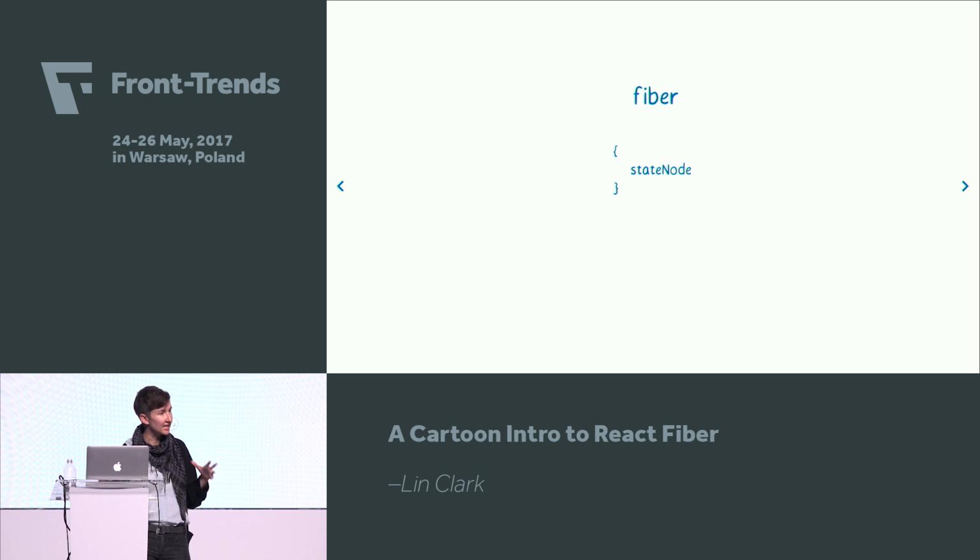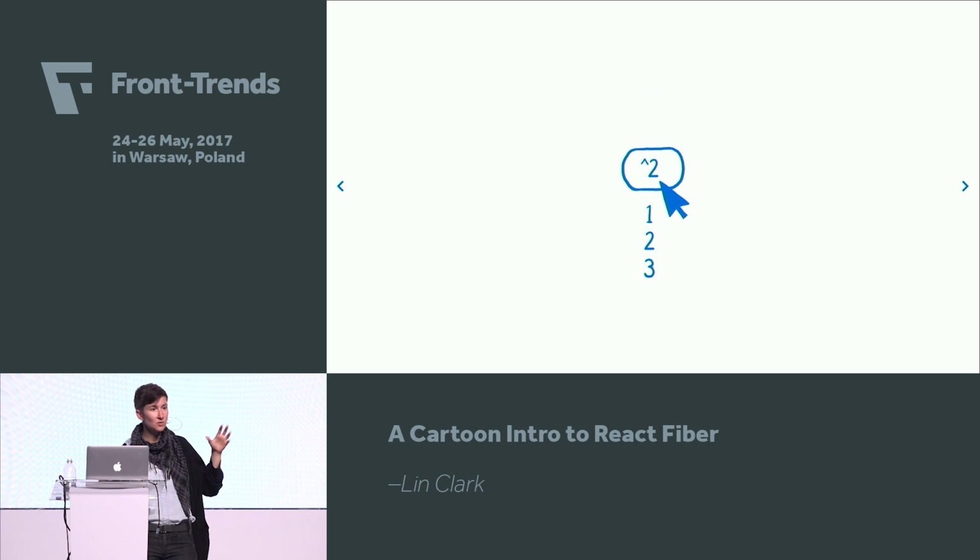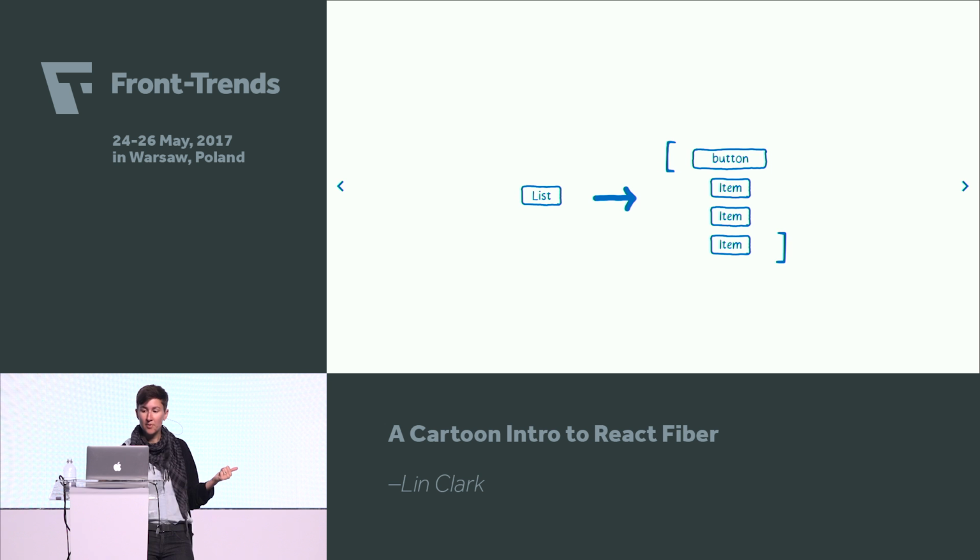Now, it's easier to understand these relationships if we walk through an example. So I'm going to use a user interface that I've used before. It's a list with a button, and when you click the button, all of the numbers in the list are squared. This only requires a handful of components. You have the list component, which renders to an array of elements. First, an HTML button, and then 3 items.